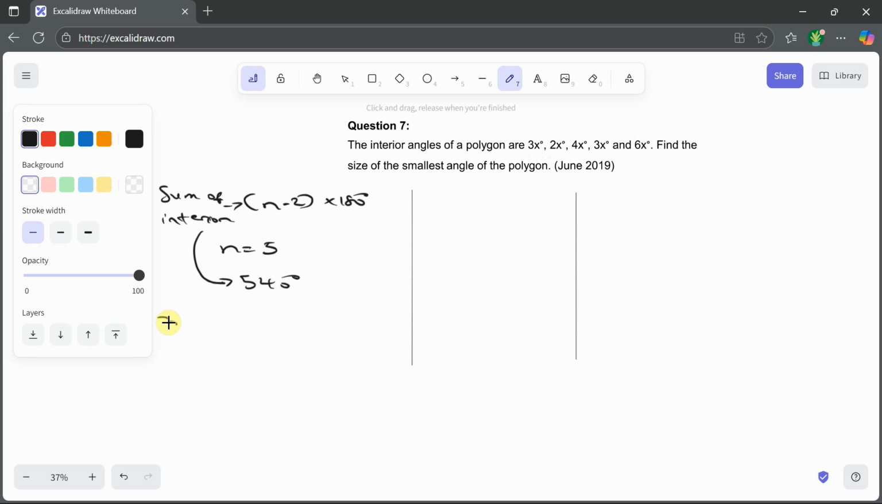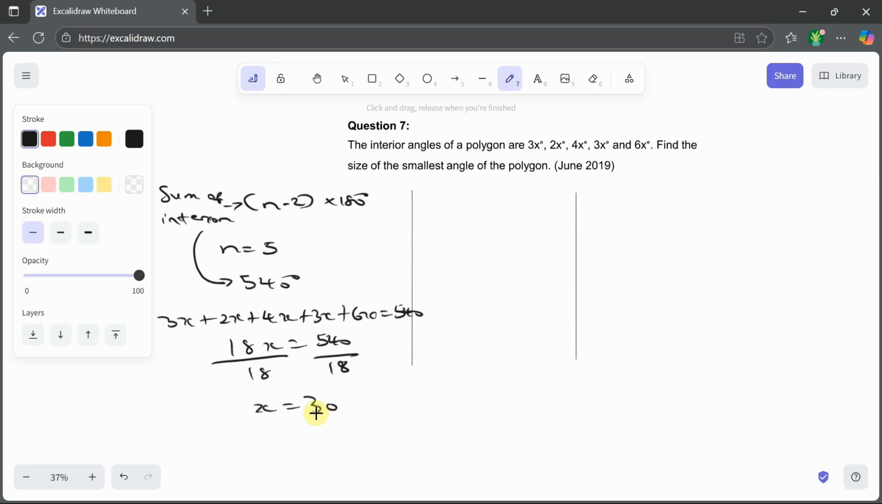So that will be 3x plus 2x plus 4x plus 3x plus 6x is equal to 540. So this 5, this 9, this 12, this 18. So 18x is equal to 540. And if I divide both sides by 18, my x would be 30.